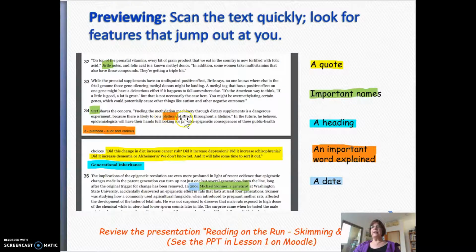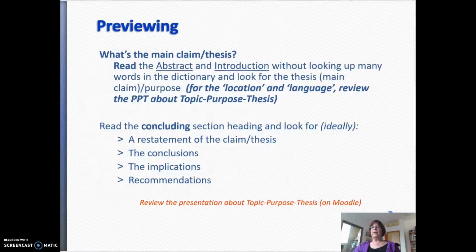And you can see that there are important words sometimes that are explained. The word plethora here has a little 3 next to it, and at the bottom of the page you see the number 3 and an explanation of the word plethora. So you already have a ton of information. You haven't read a full sentence yet.